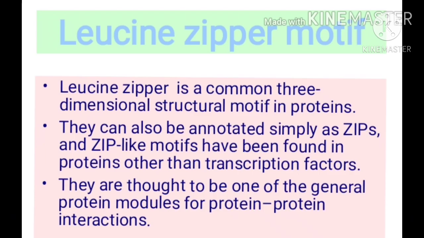The option C in the question is leucine zipper motif. Leucine zipper is a common three-dimensional structural motif in proteins. It is abbreviatedly known as ZIPs. Okay, and these zip-like motifs have been found in proteins other than transcription factors. They are thought to be one of the general protein modules for protein-protein interaction. So, leucine zipper motif is mainly involved in protein-protein interaction.